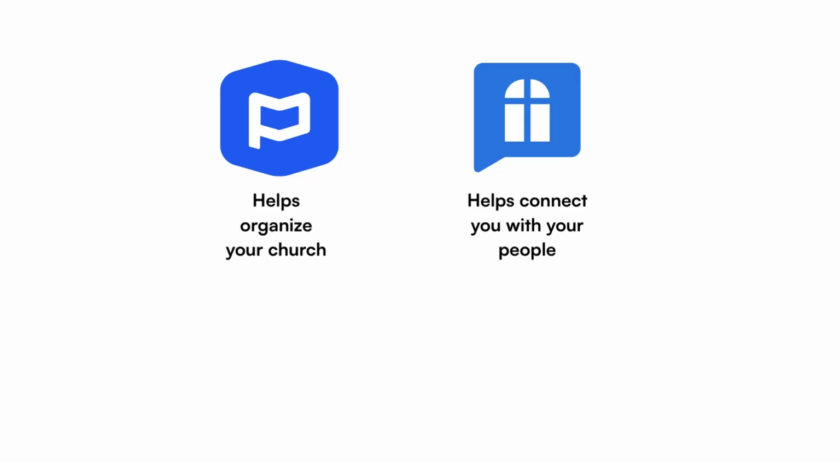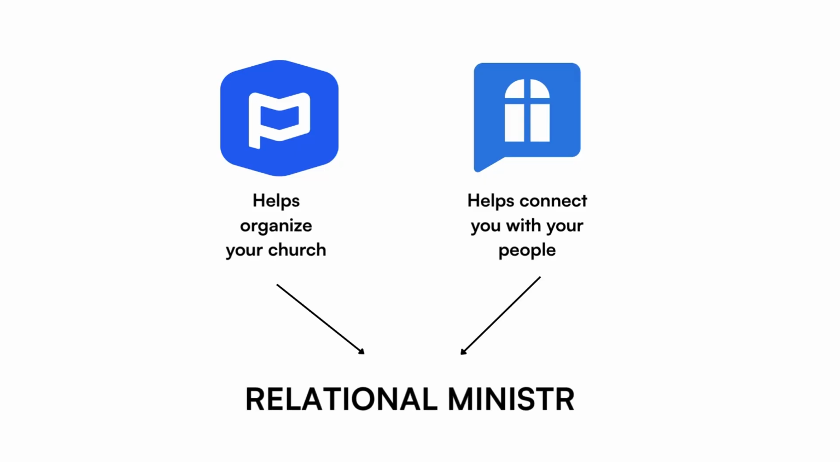So here's the bottom line. Planning Center helps you to organize your church, and Text in Church helps you to connect with your people. And together, they give you a system that moves you from reactive ministry to relational ministry. No more exporting spreadsheets, no more copying numbers, no more juggling platforms. Just simple, intentional communication that helps your people to feel known, noticed, and loved.